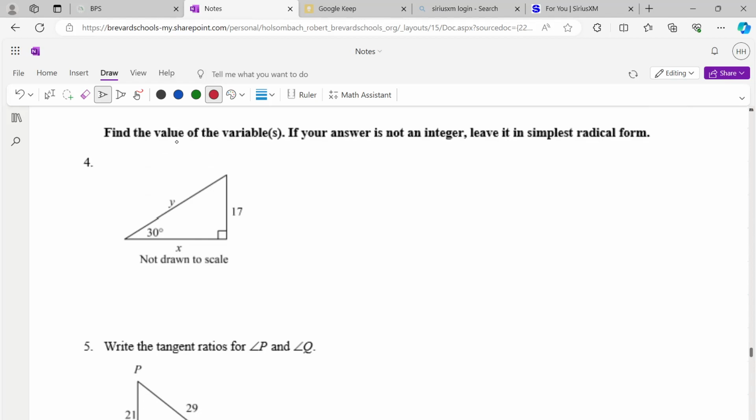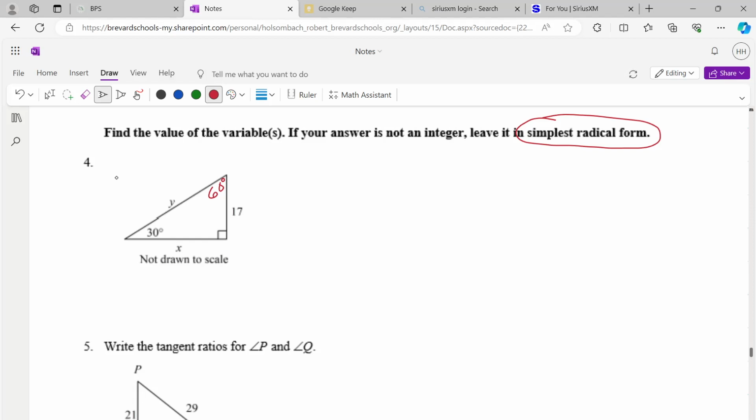All right, problem number 4, find the values of the variables. If your answer is not an integer, leave it in simplest radical form. So again, if we have a right triangle and one of the acute angles is 30, then the other one is 60. So we've got a 30, 60, 90 right triangle. The side opposite the 30-degree angle is always the short leg. The short leg is 17. The short leg of a 30, 60, 90 is always half of the hypotenuse.